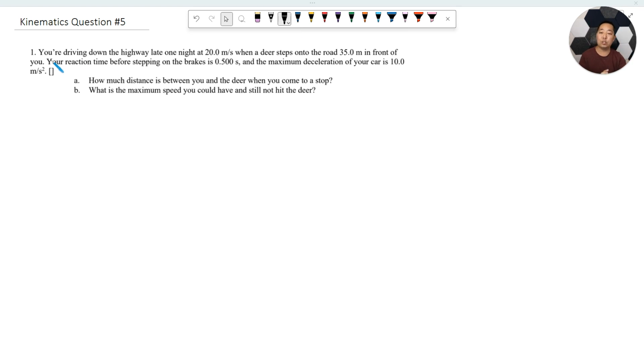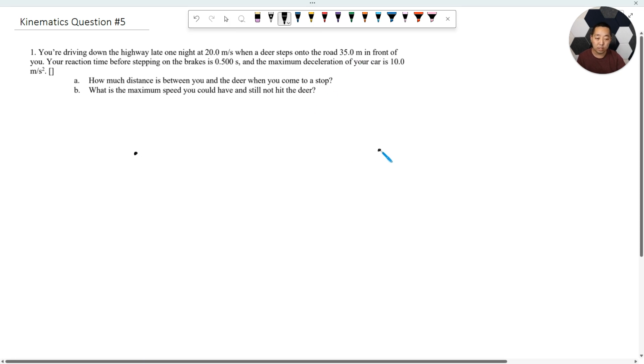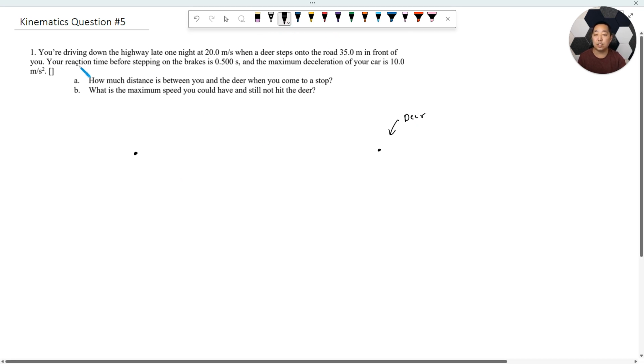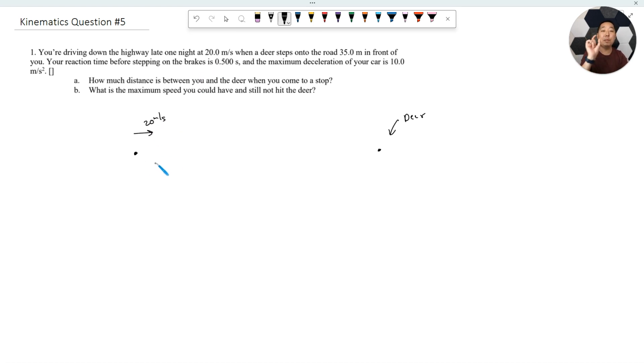So here's the issue. You're driving down the highway late one night, 20 meters per second, when a deer steps onto the road 35 meters in front of you. So you're here, the deer is here, and we know that this is 35 meters. Now what happens is your reaction time before stepping on the brake. So we're going at 20 meters per second here, and we do not hit the brake immediately, right? At some point later, we hit the brake.